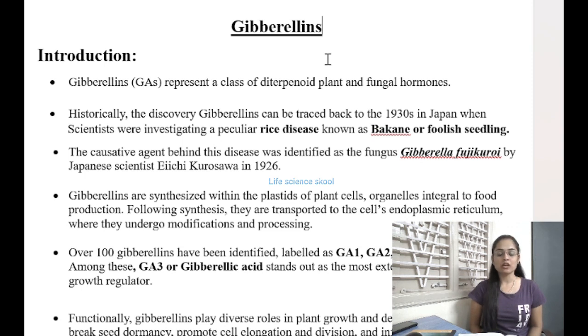In plant hormones or phytohormones, there are mainly two categories: plant growth promoters and plant growth inhibitors, and gibberellin is a plant growth promoter. Gibberellins are represented by GA, capital GA, and they represent a class of diterpenoids, and it is a fungal hormone. Why are these called fungal hormones? I will explain why. Just stay in this video till the end.